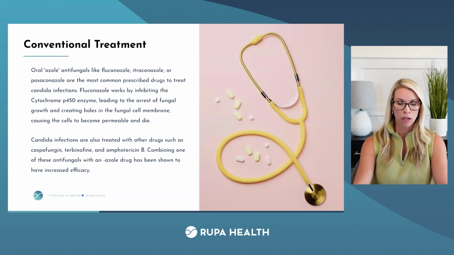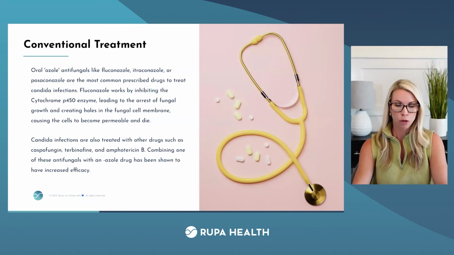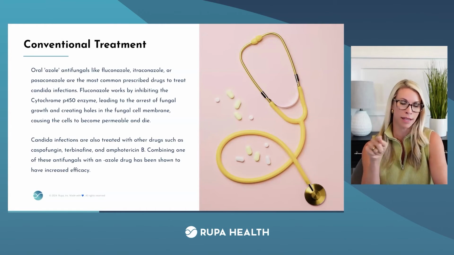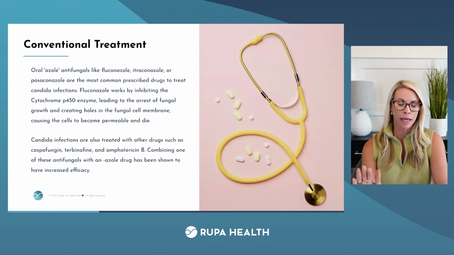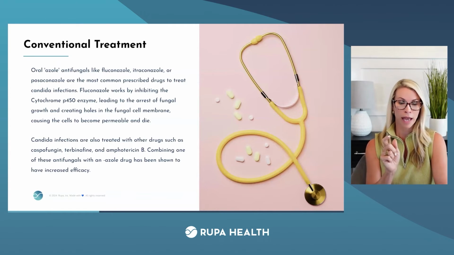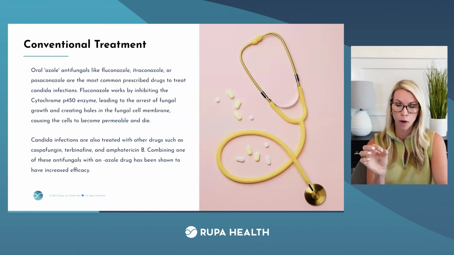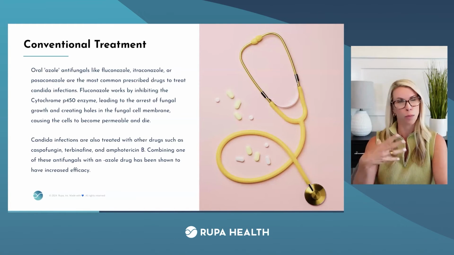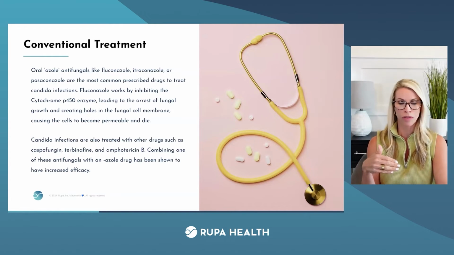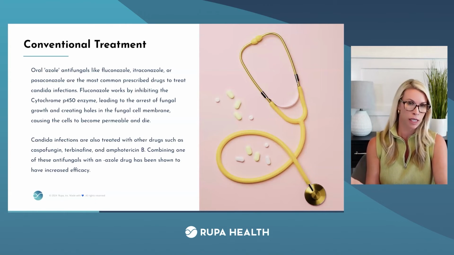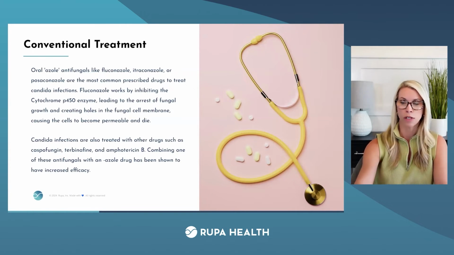So, for your conventional treatment, the most common pharmaceutical options you're going to see are these azole antifungals, right? They end in azole. So, it's things like fluconazole, itraconazole. And these work by inhibiting the cytochrome P450 enzyme, and they also inhibit the growth of the actual yeast. They punch holes in the cell membrane, and that causes the cell to become more permeable and to die, basically. You can also add other medications that increase the efficacy of these, things like amphotericin B. There are other options as well.